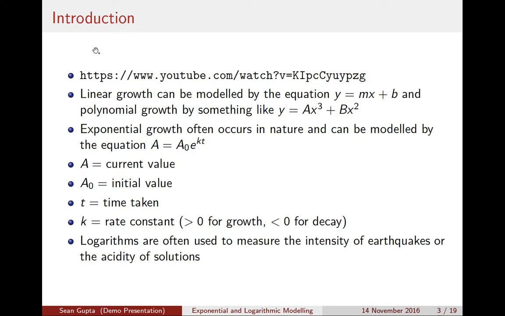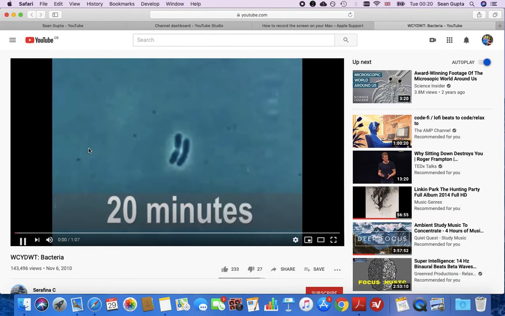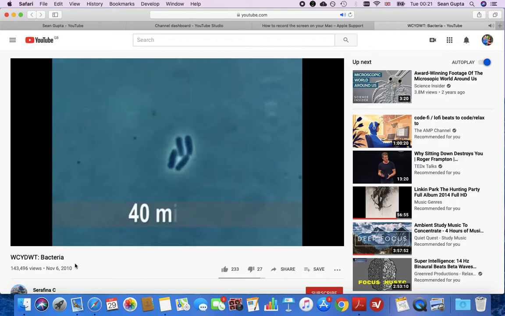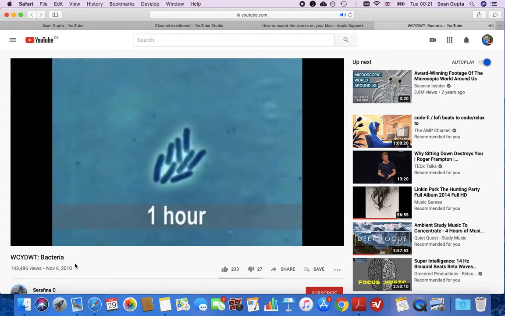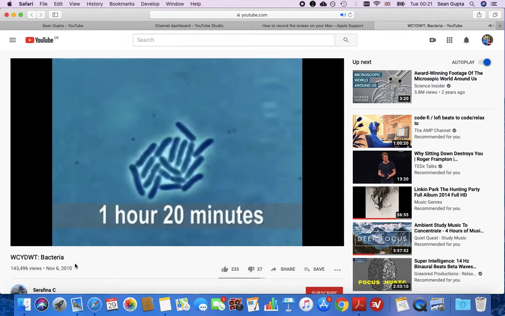I found it insightful to have a look at an example of bacteria growth that illustrates exponential growth. Have a look at this video. This video shows a bacteria colony. Initially it's very small, but as it represents exponential growth, it will grow very fast. Every 20 minutes, the number of bacteria essentially doubles.